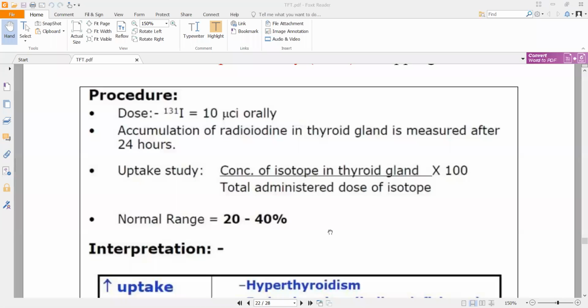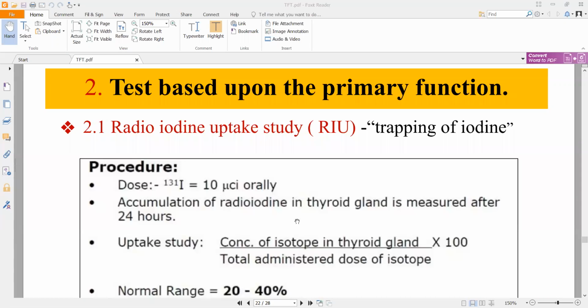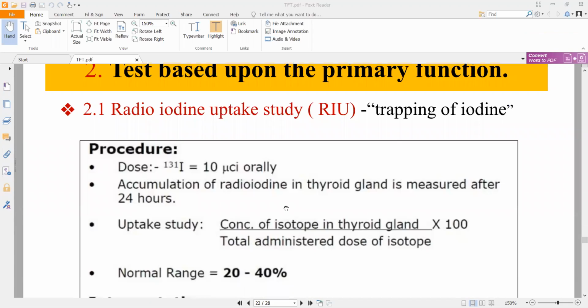All right. Did you guys understand what I just explained? What is RIU? I hope you understood.